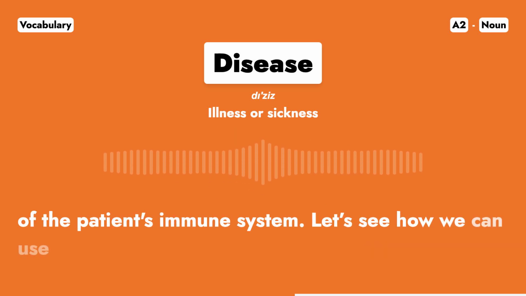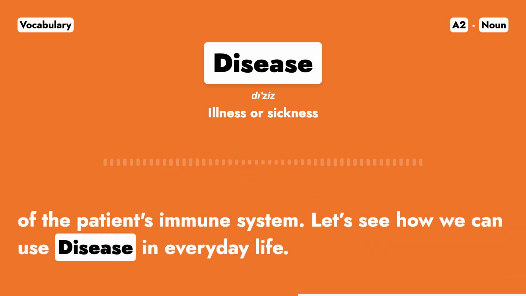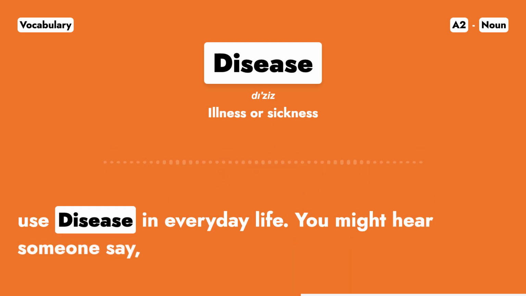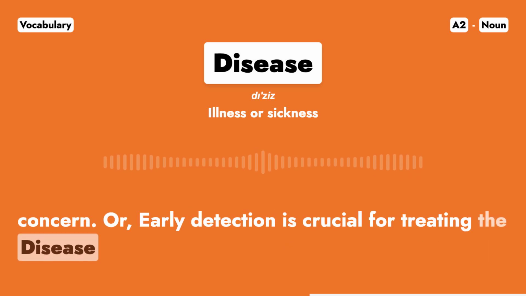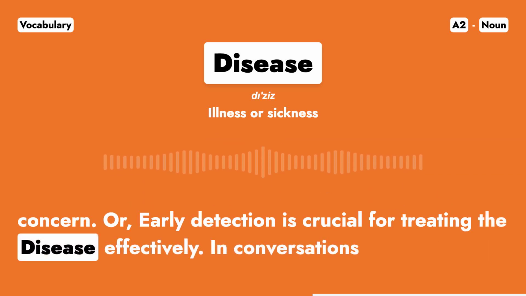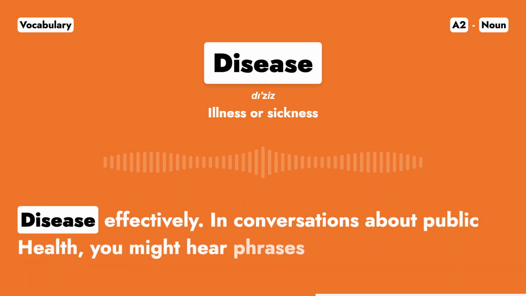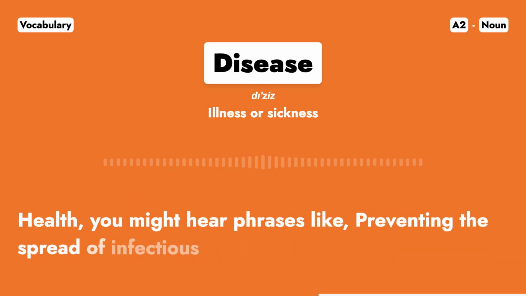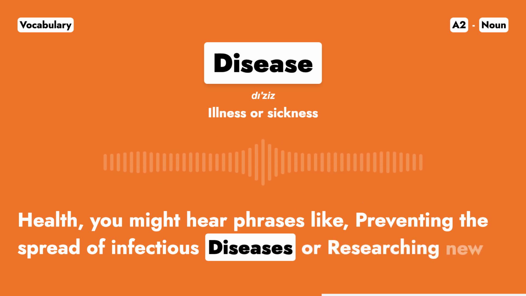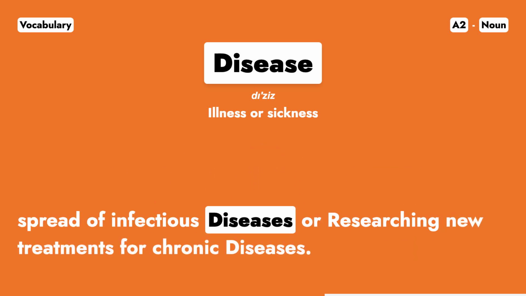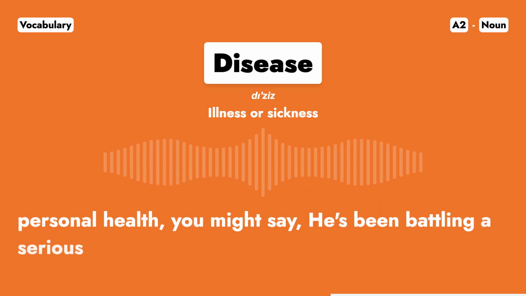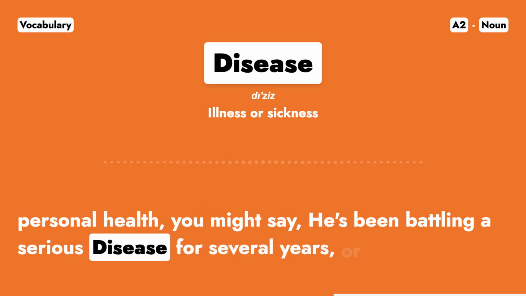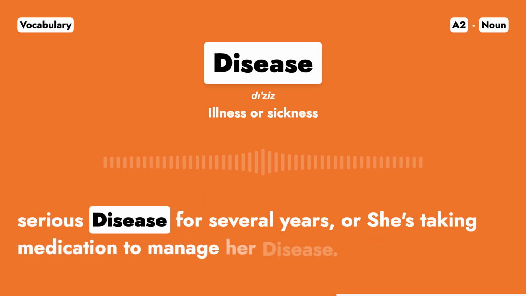Let's see how we can use disease in everyday life. You might hear someone say, "The spread of the disease is a major concern." Or, "Early detection is crucial for treating the disease effectively." In conversations about public health, you might hear phrases like preventing the spread of infectious diseases or researching new treatments for chronic diseases. When discussing personal health, you might say, "He's been battling a serious disease for several years," or "She's taking medication to manage her disease."